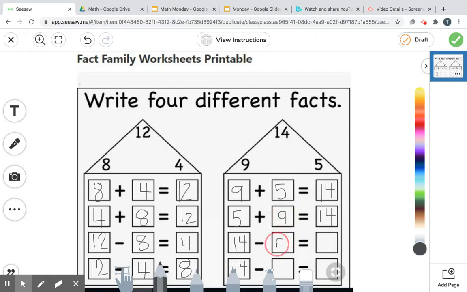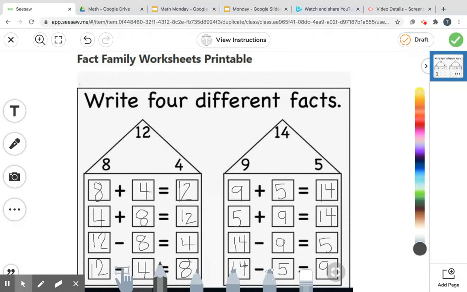You got 9, so 14 take away 9 makes 5. 14 take away 5 makes 9. So it's all about putting them in different orders, finding that pattern. Remember, when you add, big number goes last. When you subtract, a big number goes at the beginning. And there's a whole reason for that, but your minds are too young to understand. I promise someday this is going to make total sense to you. For now, right now we're looking for the pattern in our fact families.